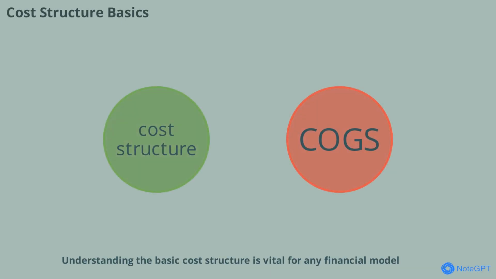Understanding the basic cost structure is vital for any financial model. COGS represents the direct costs of producing goods or services, while operating expenses cover everything else needed to run the business. Forecasting these as a percentage of revenue keeps your model straightforward and scalable. As your model grows, you can add more detail, but always start with the basics.